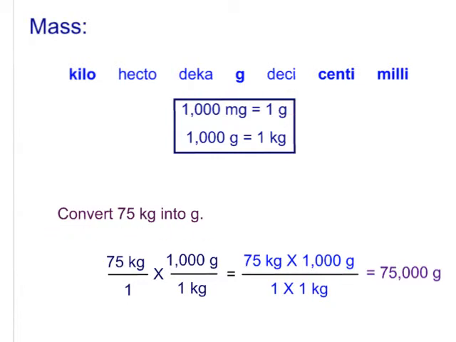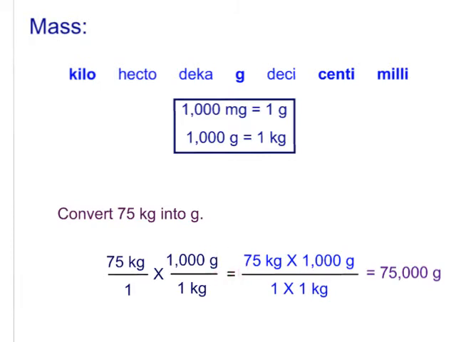Let's convert 75 kilograms into grams. So we start with what we know, 75 kilograms. I'm going to divide by 1 times our conversion factor. So we're going from kilograms to grams. So we want to know that 1,000 grams equals 1 kilogram. I'm going to put the 1 kilogram on the bottom so that the kilograms cancel out, and the 1,000 grams on the top. So I'll be left with units of grams only.